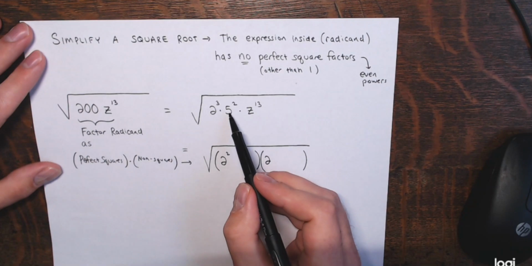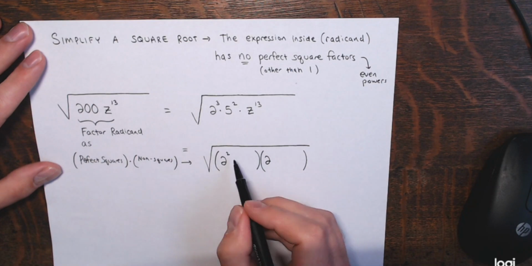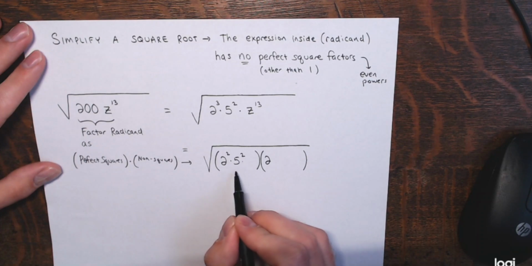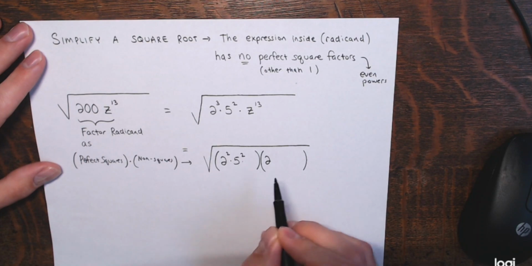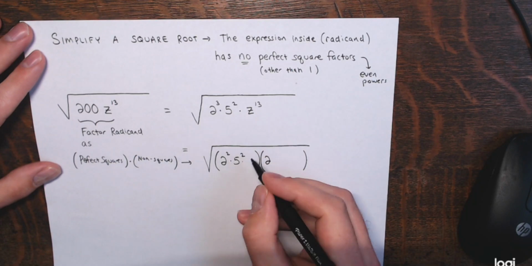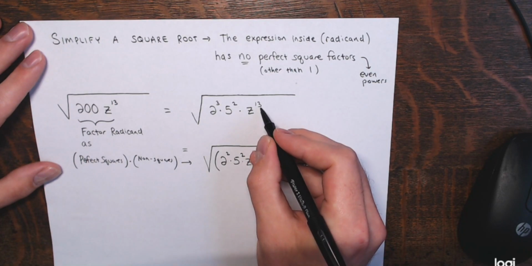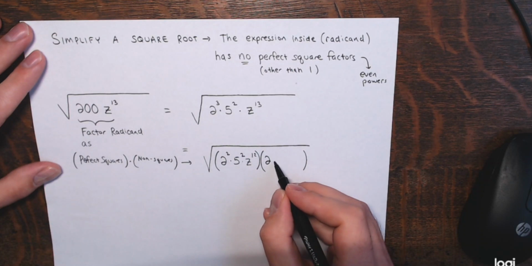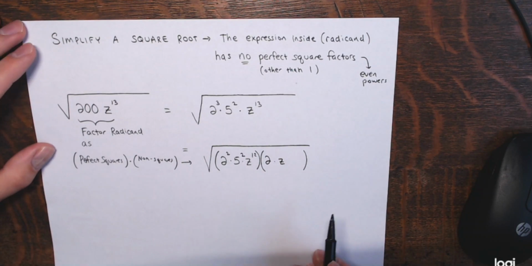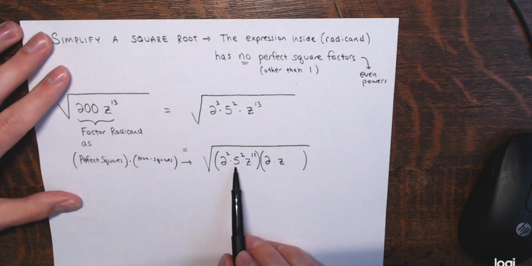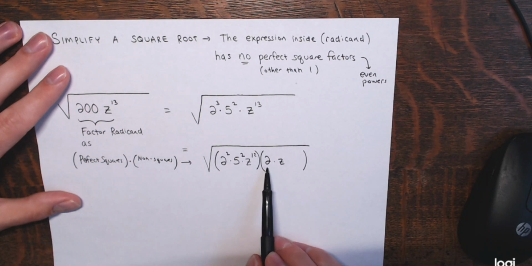5 squared, that's an even power, that's a square. So that goes inside the ones with the squares, right? And then z to the 13th I can write as z to the 12th, the largest even number that is less than 13, times z to the first. So the perfect squares that are factors of this expression are 2 squared, 5 squared, and z to the 12th. And then 2 times z, those aren't squares.